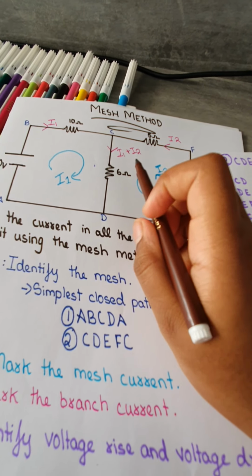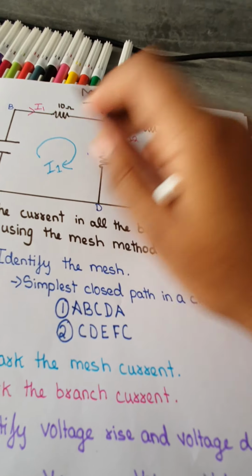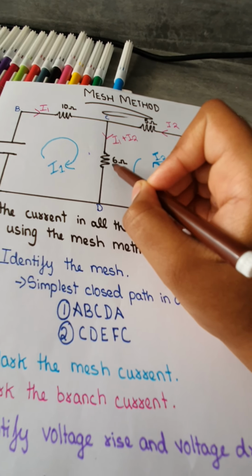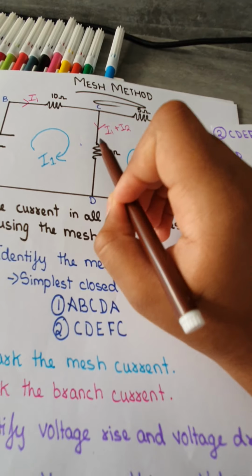Now y is the resistance common to the first mesh and the second mesh. So here the resistance that's common to the first mesh and the second mesh is 6. So y will be 6.